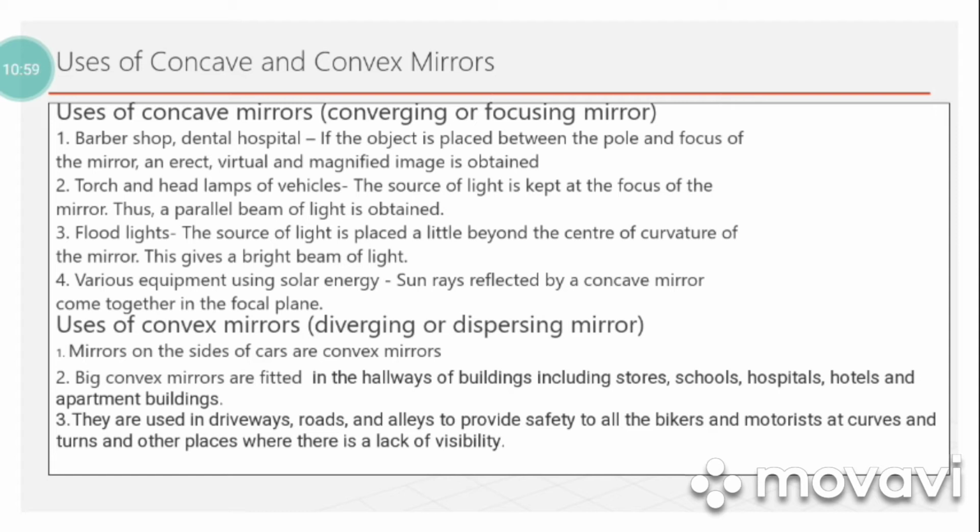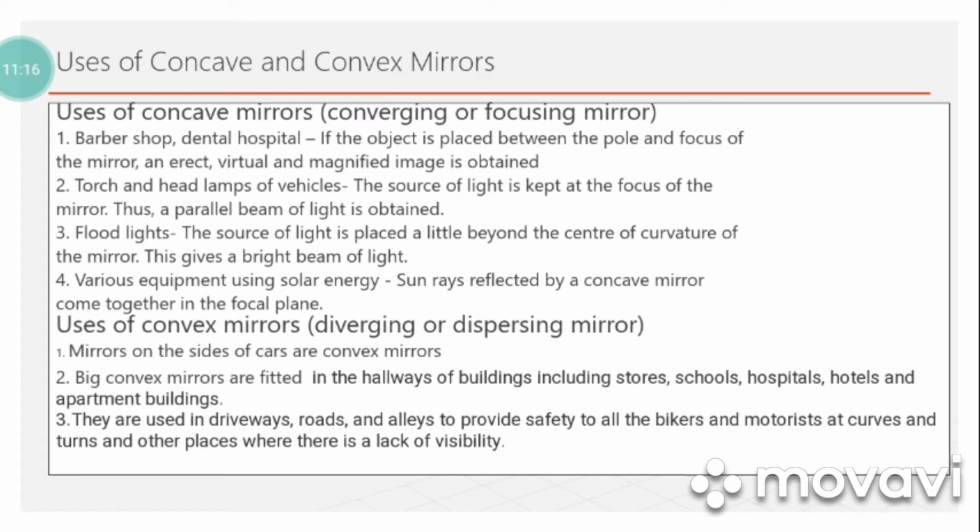The source of light is kept at the focus of the mirror, thus a parallel beam of light is obtained. It is used in floodlights. The source of light is placed a little beyond the center of curvature of the mirror. This gives a bright beam of light.